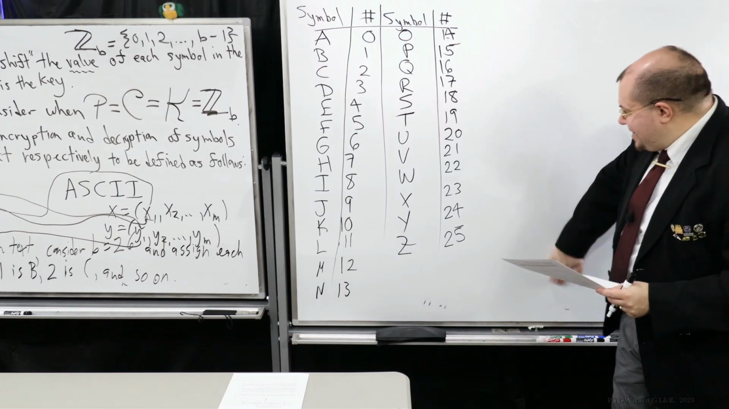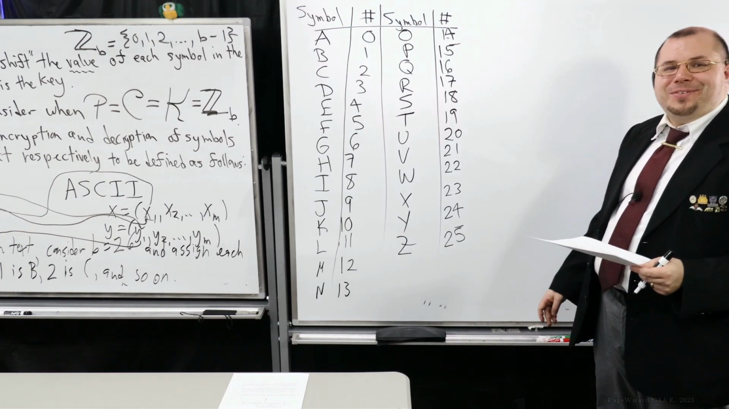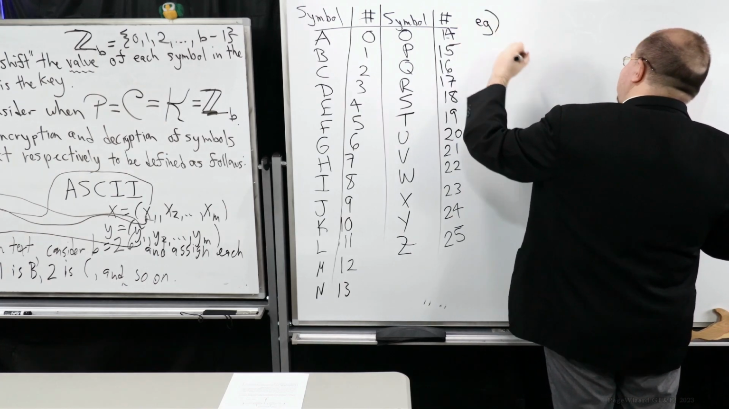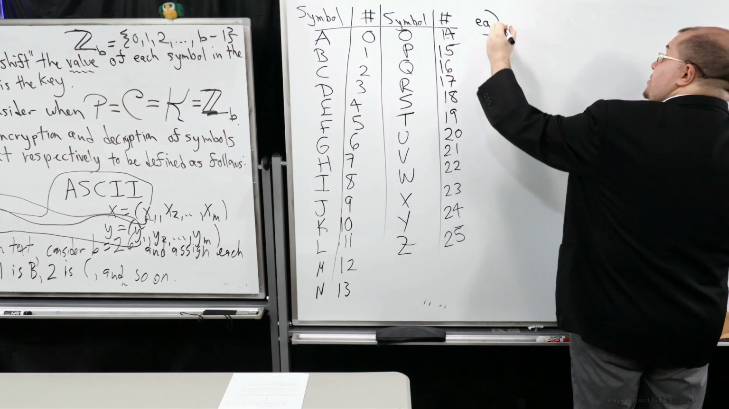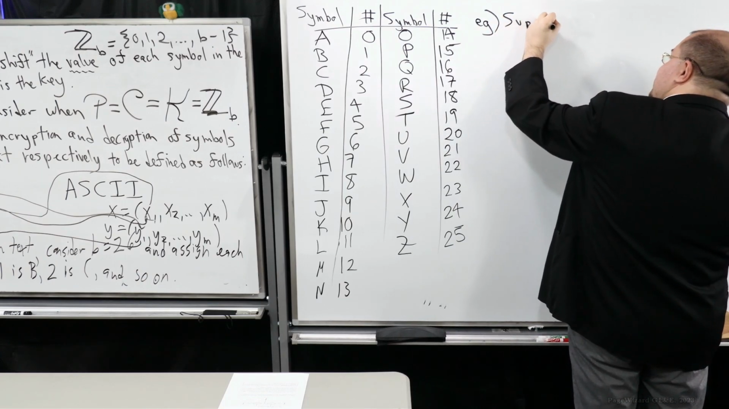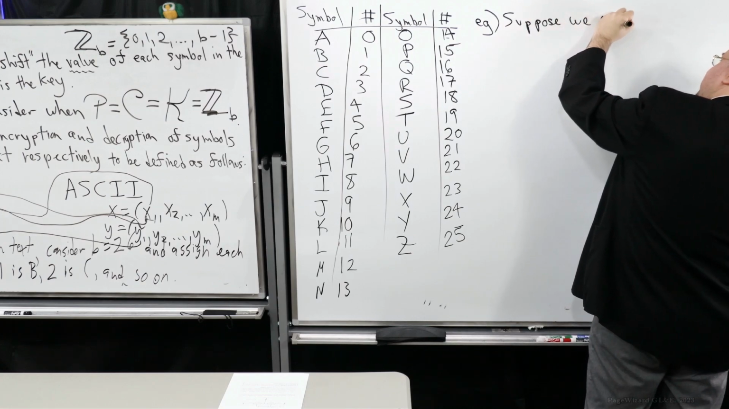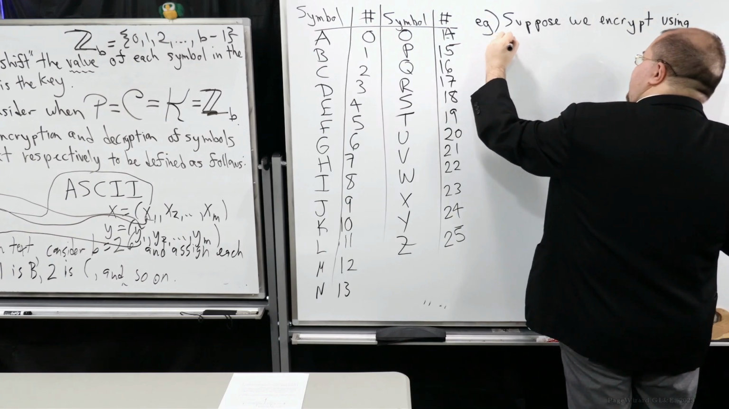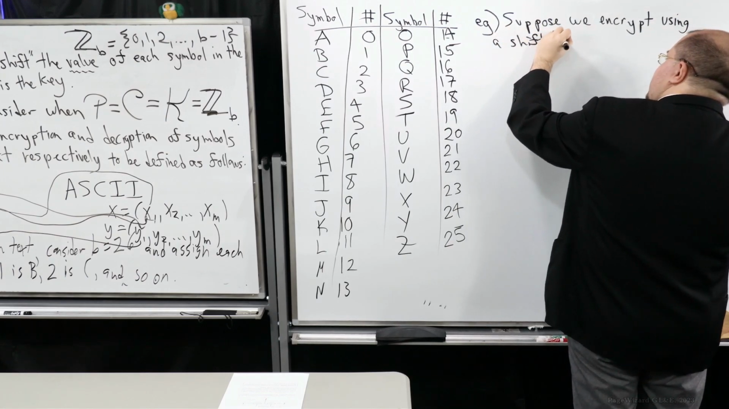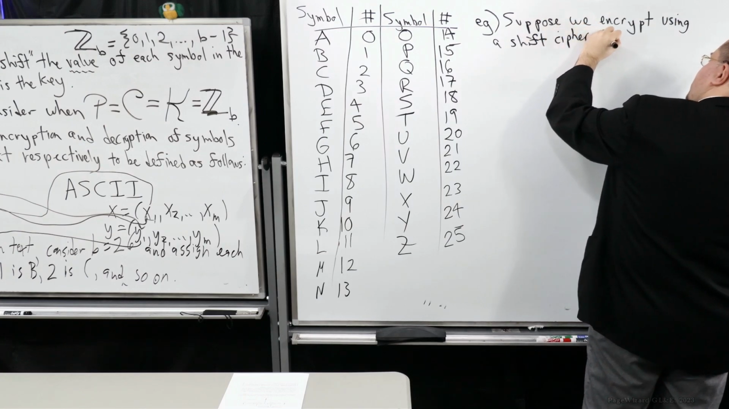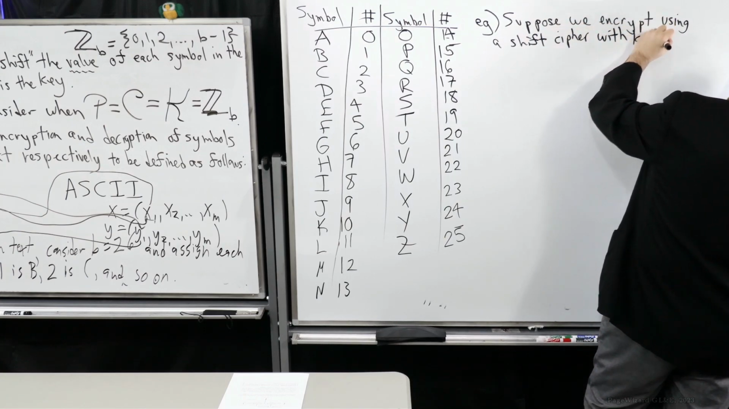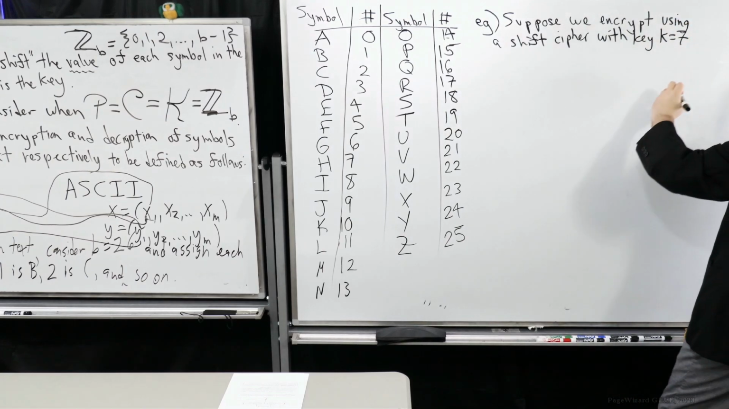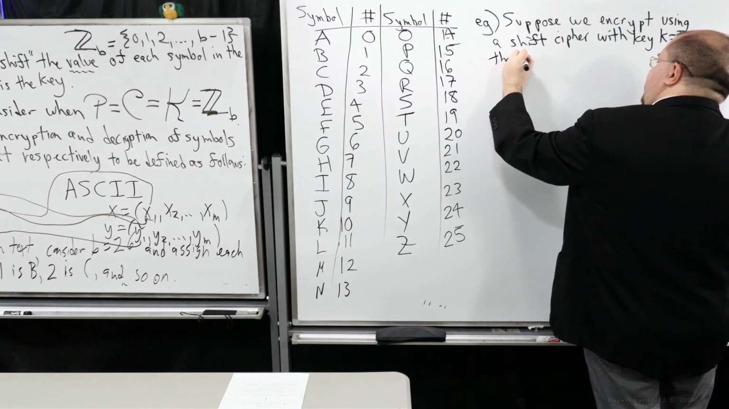So what's the process of doing this? Let's do an example, and go step by step through this. Suppose we encrypt using a shift cipher with key k equal to 7. So we're going to use 7 as the key. The following plaintext.